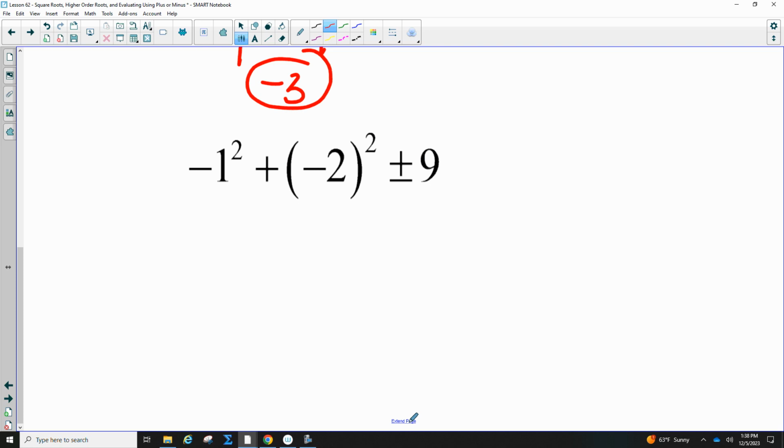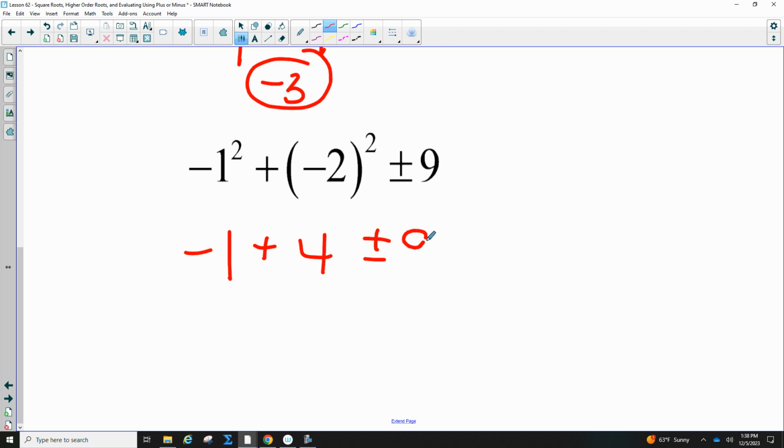All right, what is negative 1 squared when there's no parentheses like this? Good. It's just negative 1. Only the 1 squares, not the negative. How about negative 2 squared when it's inside the parentheses? What is this equal to? Positive 4. And then I have this like plus or minus 9.